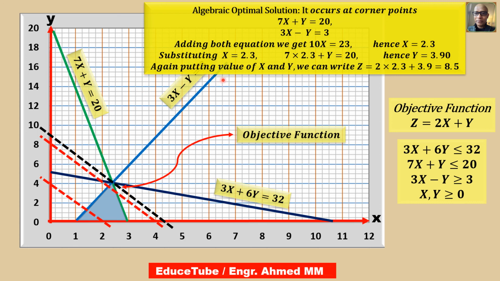Again, putting the values of x and y here, we get the value of z. It means profit, 8.5. By the algebraic optimum solution, we got these: the x value, y value, and z value.